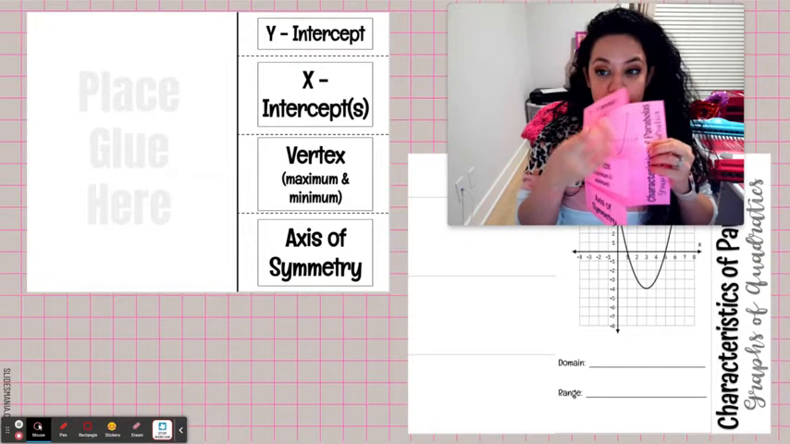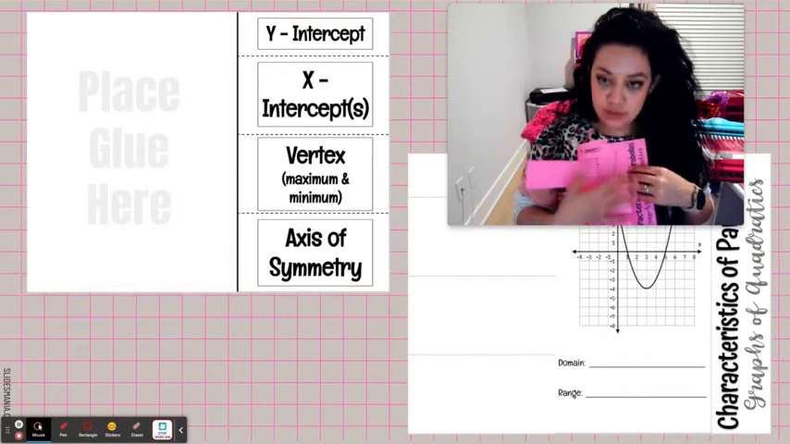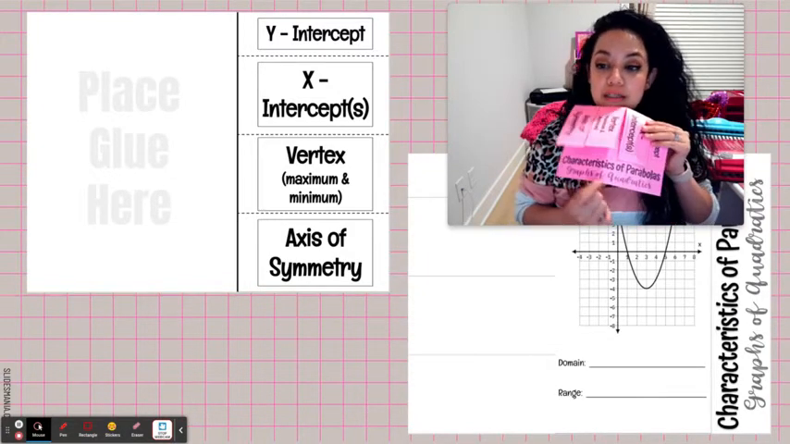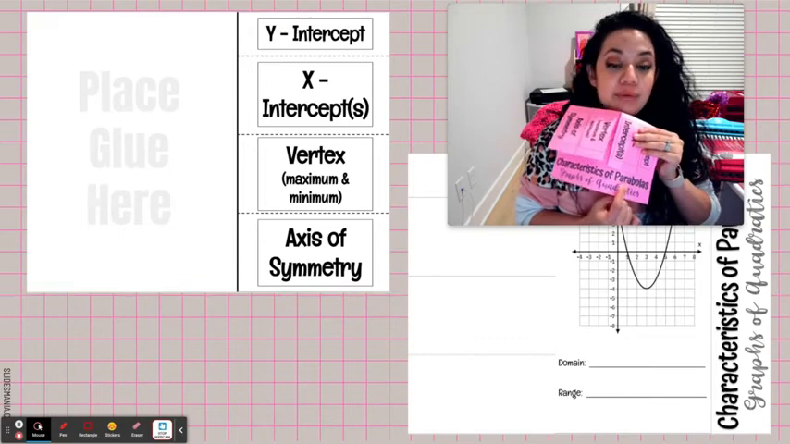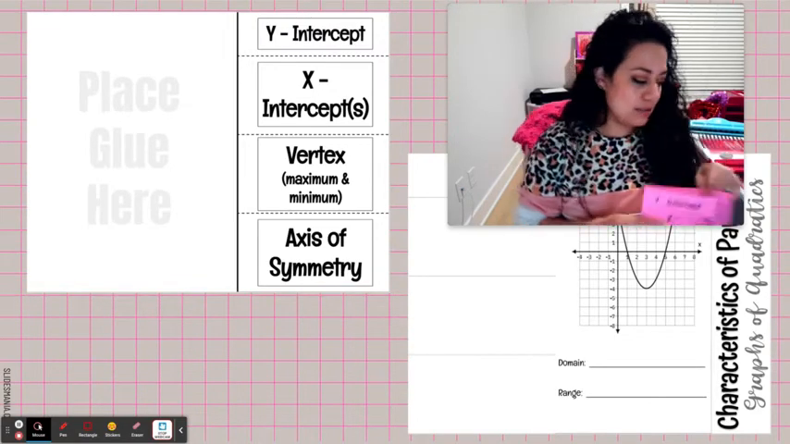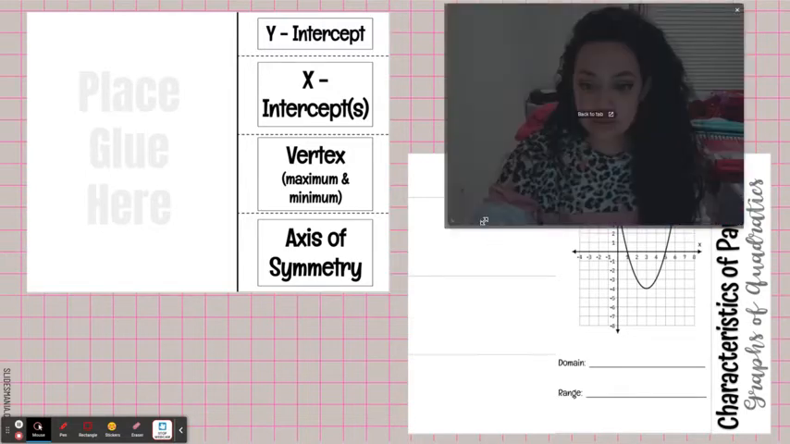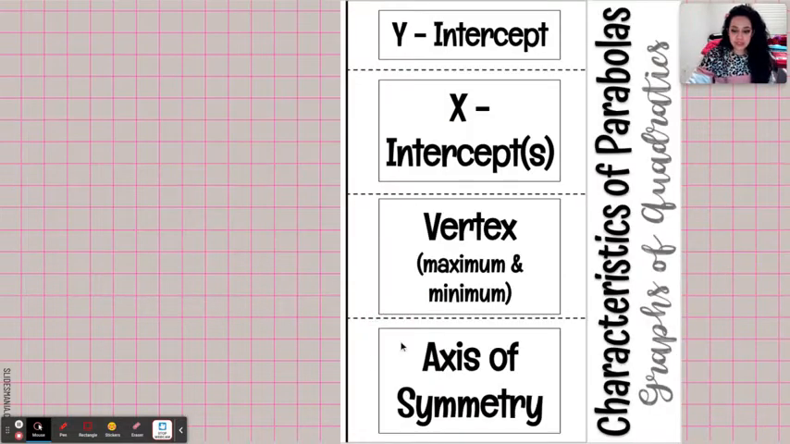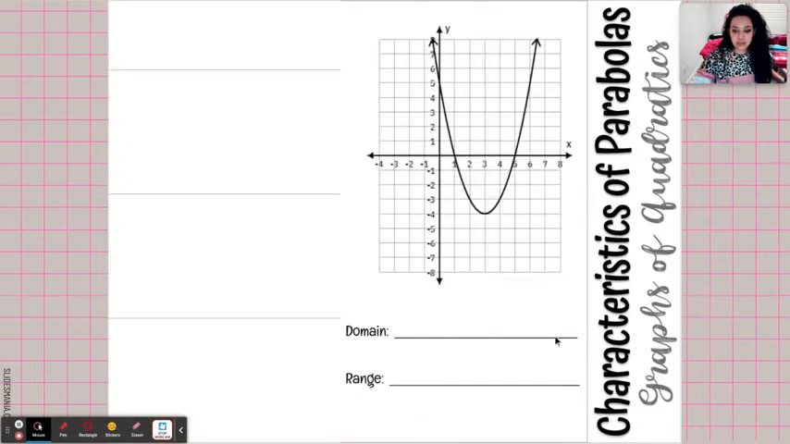Okay. So we're going to open it up and write on the inside of the flaps to fill out what the key characteristics are of a parabola. A parabola is this shape that the quadratic makes. And I'll get more into that. So let's get started. Again, this is what it's going to look like once you have it folded. And on the inside, once you open it up, here's what it looks like. And again, we're talking about parabolas.